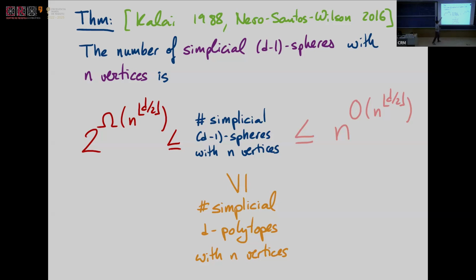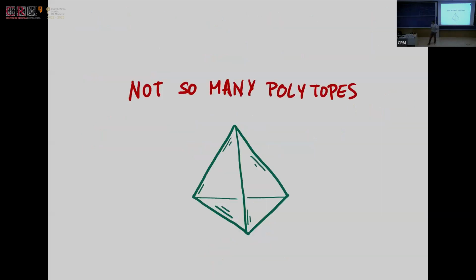So this is what we know for simplicial spheres. There are two bounds because one is for odd dimension and one for even dimension, with something rounded down. And we know that we don't have more polytopes than spheres, because if we stay in the simplicial case, every polytope gives a simplicial sphere, its boundary. Of course, we don't know if it's far from this or not.